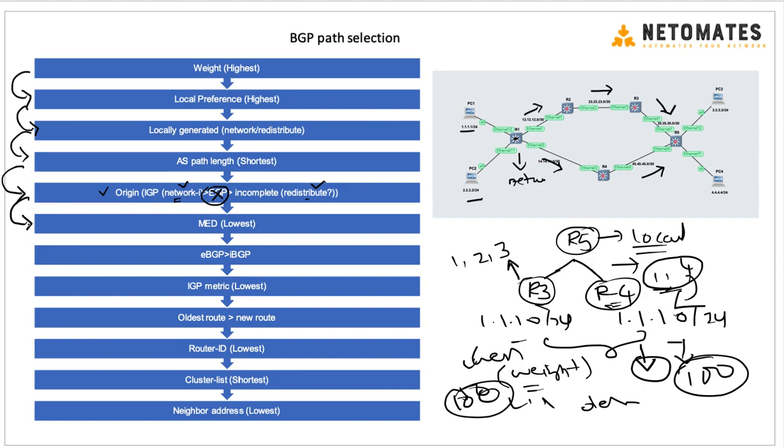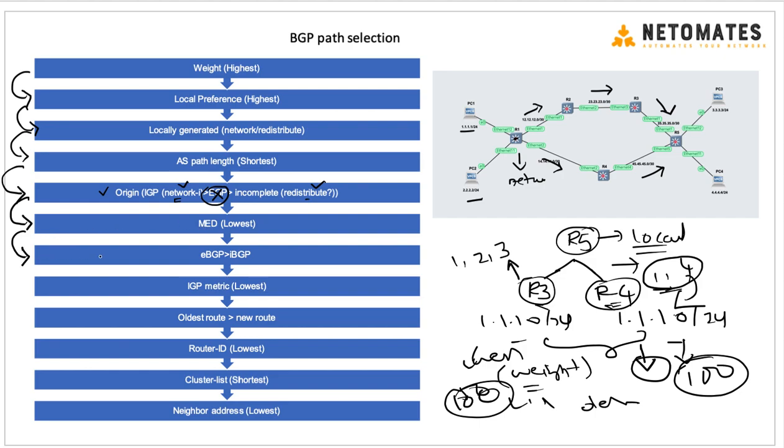Then it will check the MED value, multi-exit discriminator. If one route has the lowest MED value, then it will choose that. But if both have the same value, or if both do not have any MED value associated with them, then this will also not become a tiebreaker.